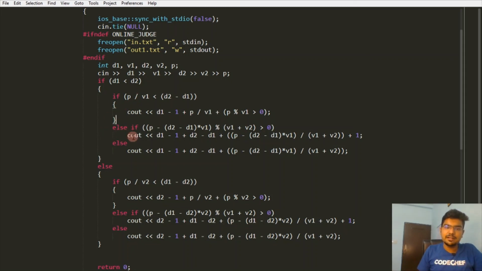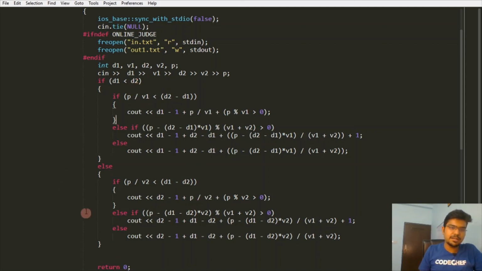And the remaining condition is that if this modulo is greater than 0, then we'll add 1, because if the total number of vaccines remaining, modulo V1 plus V2, gives some remainder, then we require 1 extra day, otherwise we will not. So that is the same formula that we discussed in the approach, so we are applying it there. And else, if the modulo is not greater than 0, that means we need not require another day, so it will be 0, that is no other day required. So this is the condition, that is if D1 is less than D2.